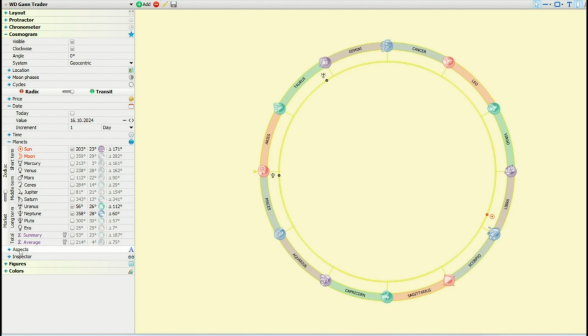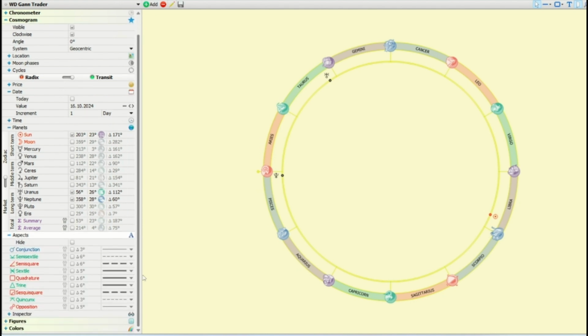Now come to the aspects part. For today's strategy, we are going to use the sextile aspect and the quincunx aspect. Now here you can see some numbers. These numbers are known as orb, ORB. For the sextile part, set it to 5 degrees, and for the quincunx part, set it to 3 degrees.